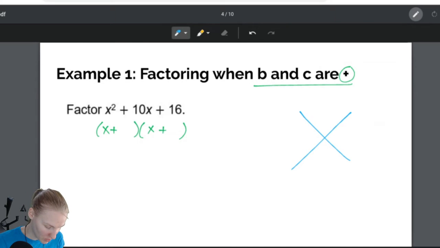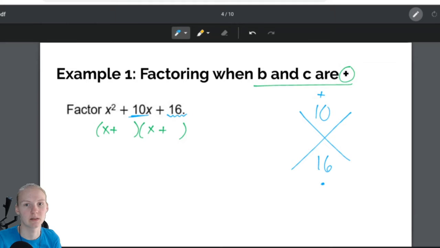And so I need two numbers that add together to give me 10, the middle number. And the last number, they need to multiply to give me 16. So what numbers can I multiply together to get 16? What are even the options here? What are the factors of 16?